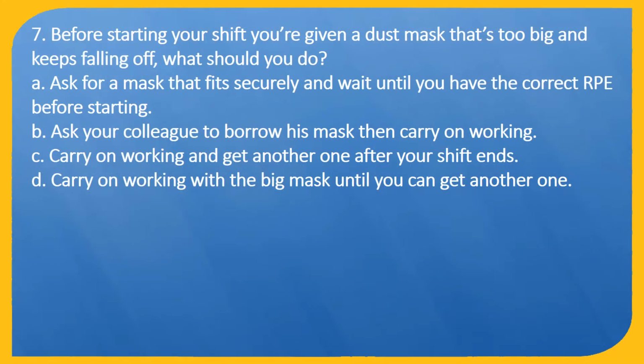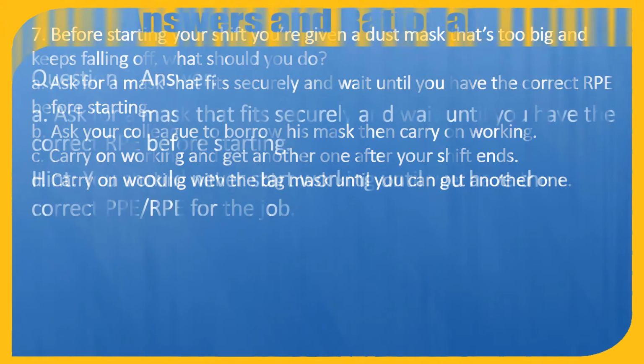Question 7. Before starting your shift you're given a dust mask that's too big and keeps falling off. What should you do? A. Ask for a mask that fits securely and wait until you have the correct RPE before starting. B. Ask your colleague to borrow his mask then carry on working. C. Carry on working and get another one after your shift ends. D. Carry on working with the big mask until you can get another one.